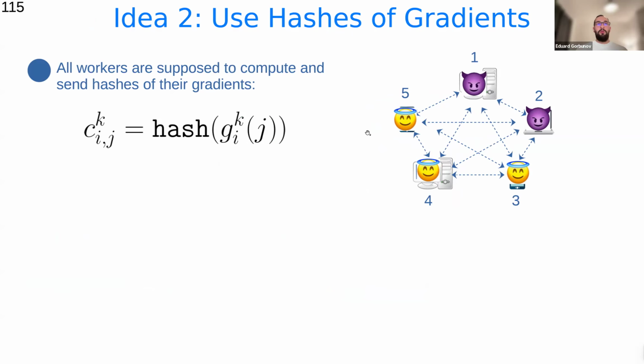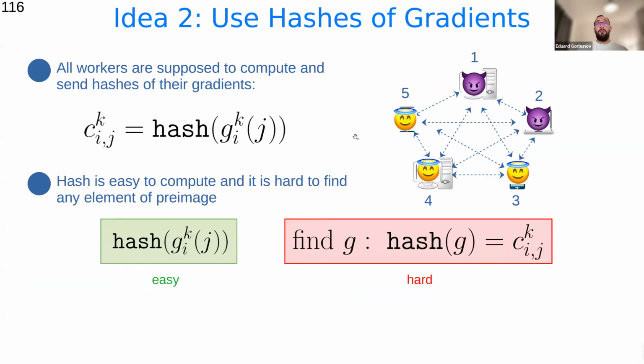And by hash, we mean some function which is easy to compute, but hard to find any element of the pre-image. So knowing g_ij^k, it's easy to compute the hash and get this number. But knowing this number, it's hard to find such a vector g such that the hash of g equals c_ij^k. Okay, and then knowing hashes, when we check computations, we can identify whether it was good or not. If hashes coincide, then the computation was good.